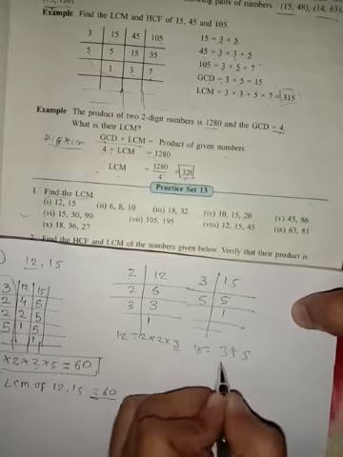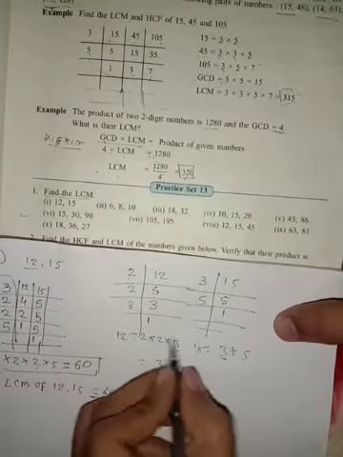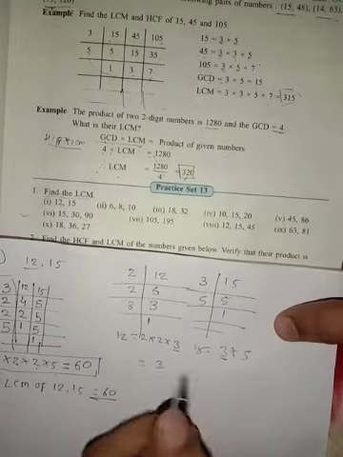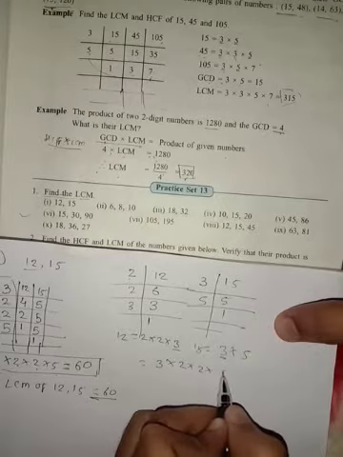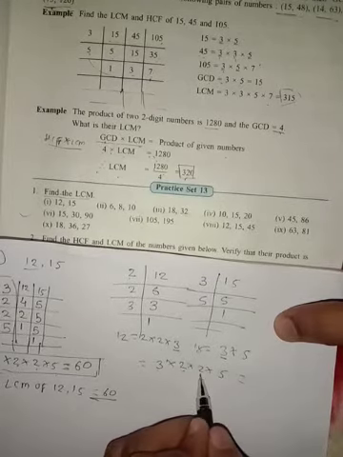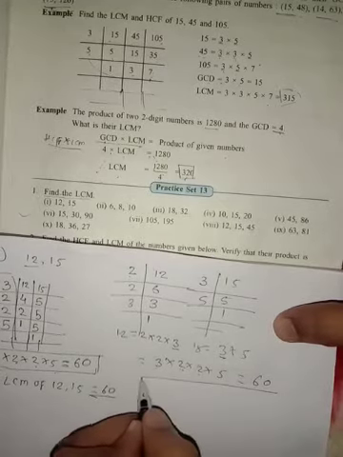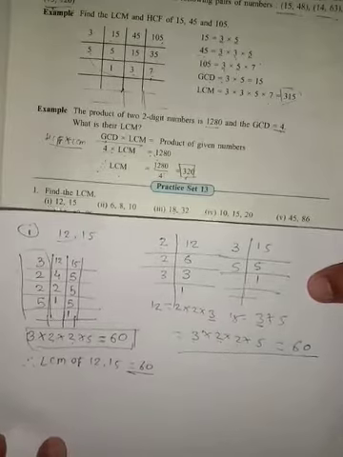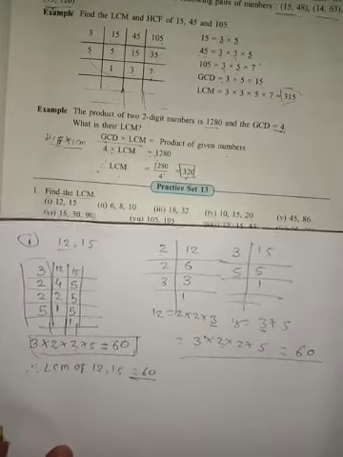It has 3 common. So we are writing 3 here. The other factors are not common, so we will write the remaining numbers 2 into 2 into 5. Let's check. 3 twos are 6, 6 twos are 12, and 12 fives are 60. You can use any method to solve this example.